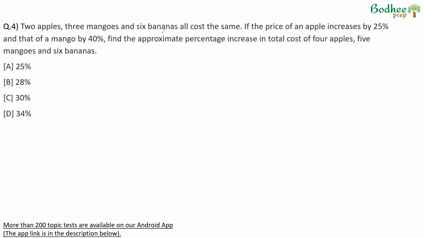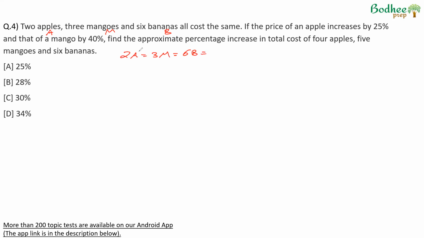2 apples, 3 mangoes, and 6 bananas cost the same. Suppose the cost of an apple is A, cost of a mango is M, and the cost of one banana is B. So according to this question, 2A is equal to 3M is equal to 6B. If the price of an apple is increased by 25% and that of a mango by 40%, find the approximate percentage increase in the total cost of 4 apples, 5 mangoes, and 6 bananas.